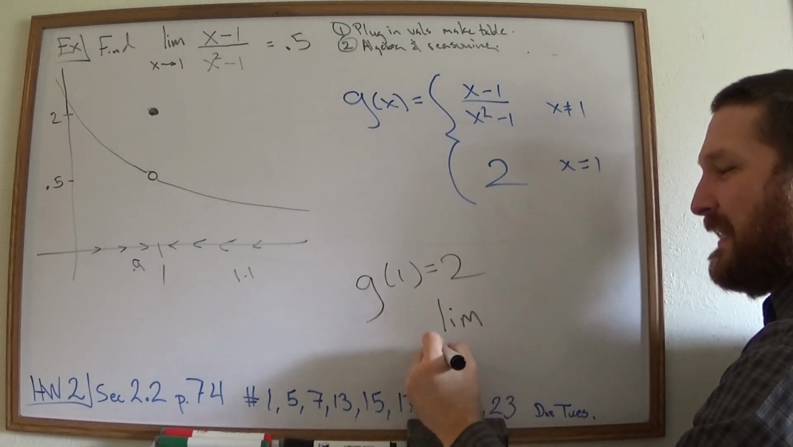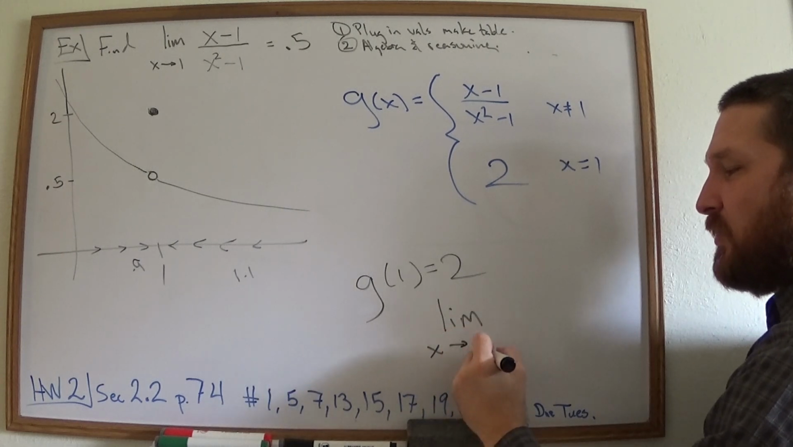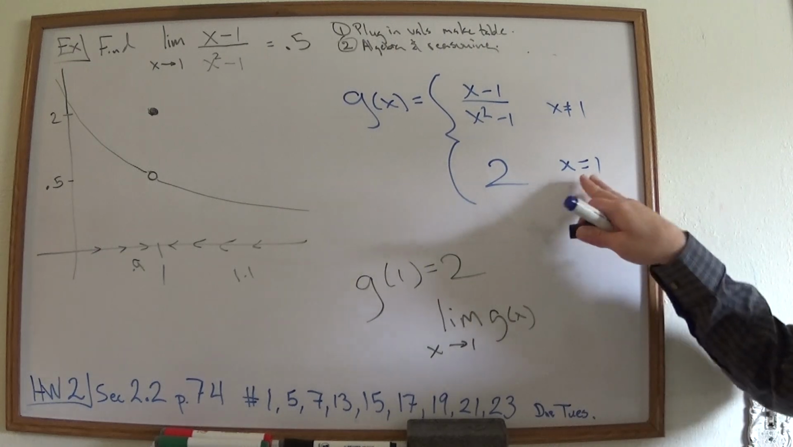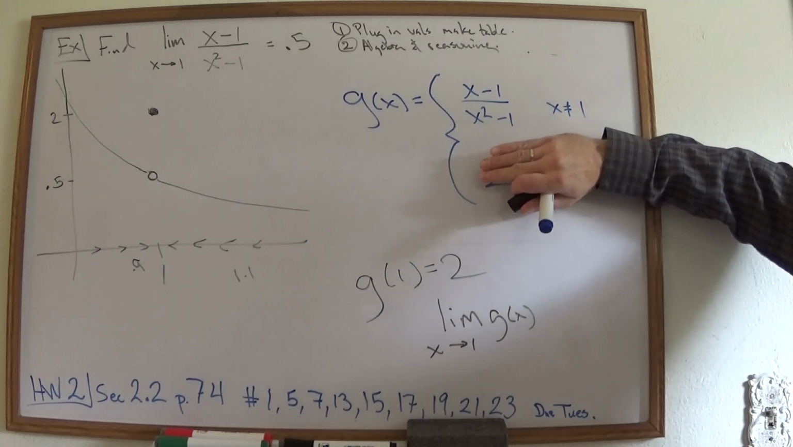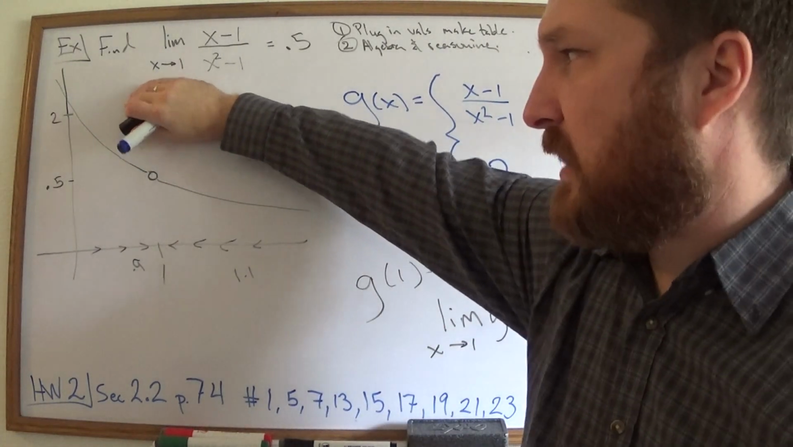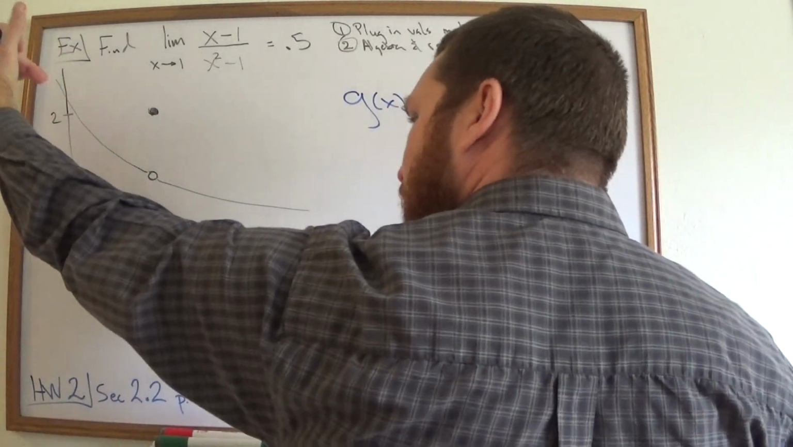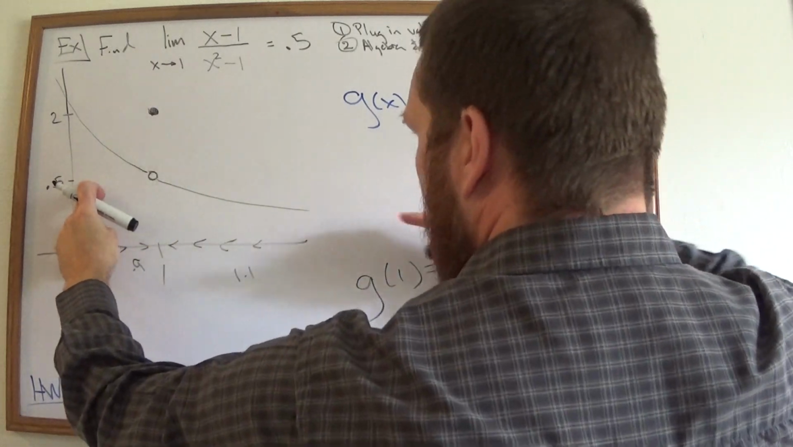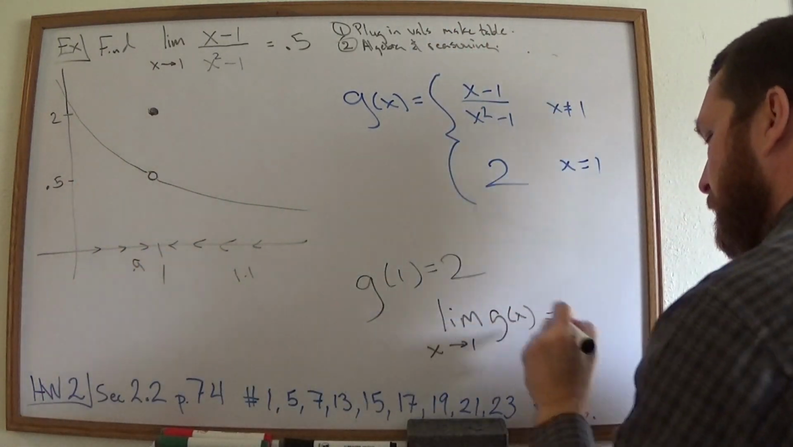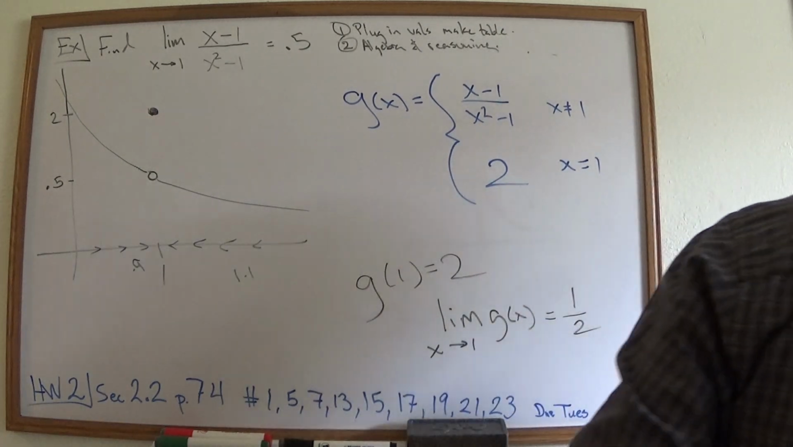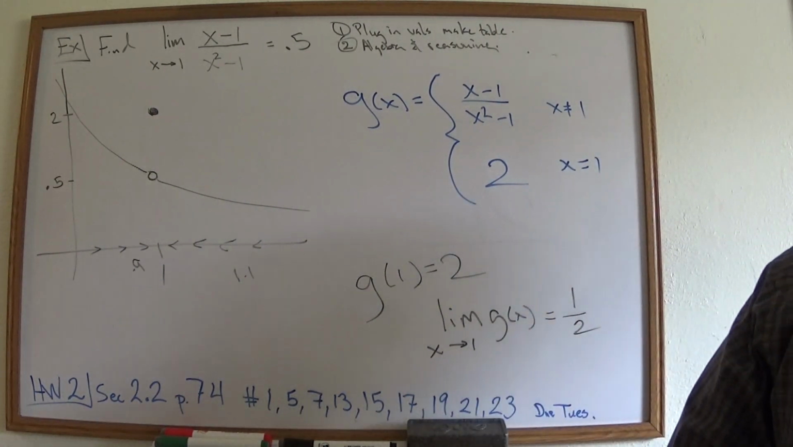But what's the limit? The limit as x goes to 1 of G of x. You could just forget about that entirely. You could say, well, I don't care, I just want to see what the function's doing. Are they going to the same place? Yep. When you go from the left, it's going to 0.5. You go from the right, it's going to 0.5. So 0.5 or 1/2. Okay? Everybody with me on that? Yes.